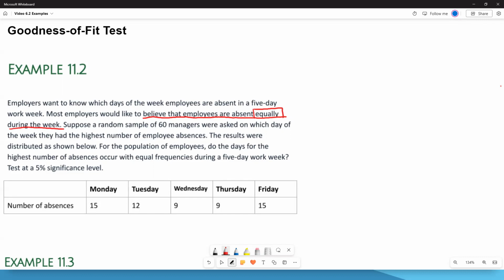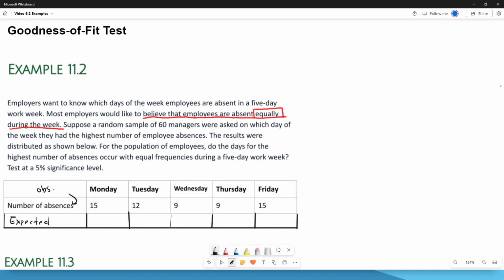So the first thing that I'm going to do on this table is I'm going to add a row for the expected values. Sorry, this isn't super neat. I'm trying here. So these are going to be our expected values. And I know that these down here are my observed values. So the next thing I need to do is figure out what are my expected values.